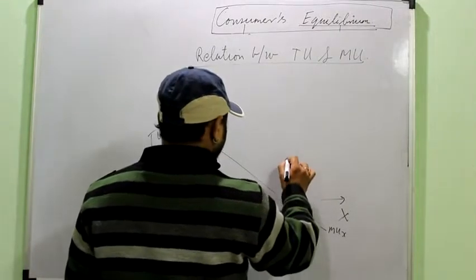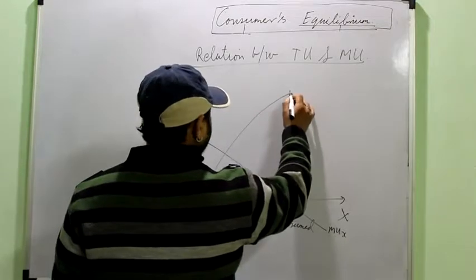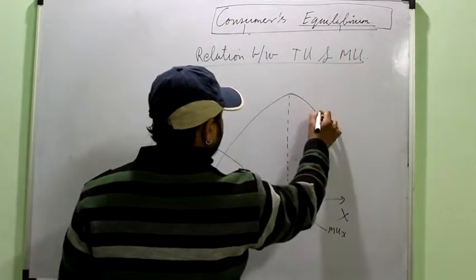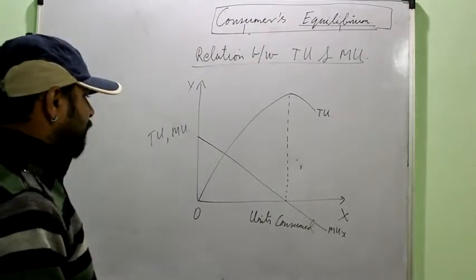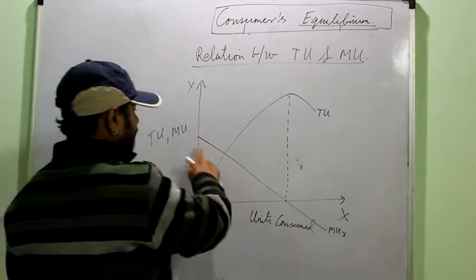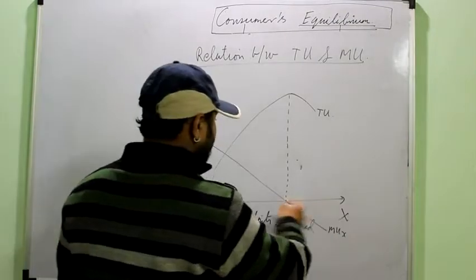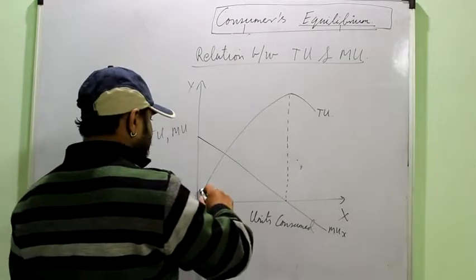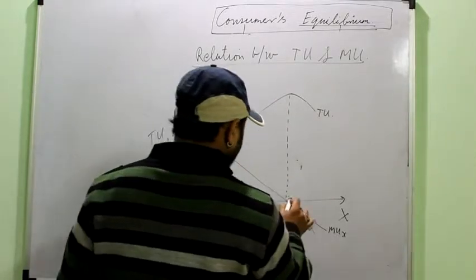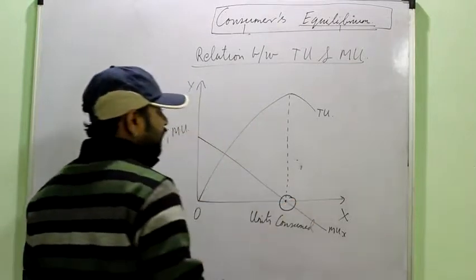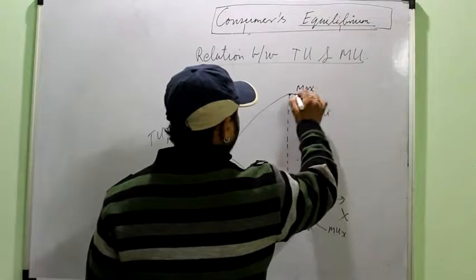And from here you have to mark a point, a dotted line. Till this point TU would rise, after this it would fall. From the diagram we can see that marginal utility starts diminishing, it is maximum here when the commodity is consumed. As we consume more and more units, marginal utility decreases and total utility rises. When the marginal utility is 0, here it is touching the x-axis, at that point total utility is maximum.